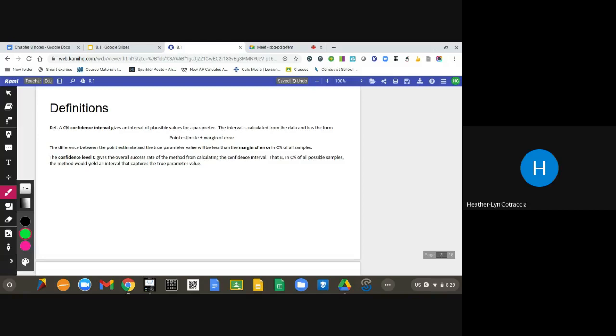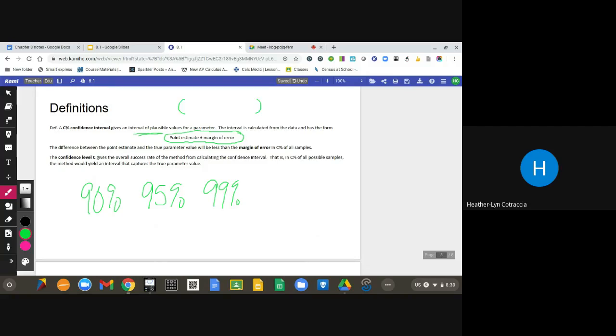Okay, so here are your definitions. A C% confidence interval, C%, that's kind of funny. The main ones we look at are 90%, 95%, and 99%. Those are going to be the three intervals that we usually construct. So replace that with C and it may make more sense. It gives an interval of plausible, or possible, values for a parameter. And the interval is calculated from the data and has the form. This is really important right here. It is in your homework check, so you may want to jot that down: you do your point estimate plus or minus your margin of error. So your point estimate, like I said, is right in the center.